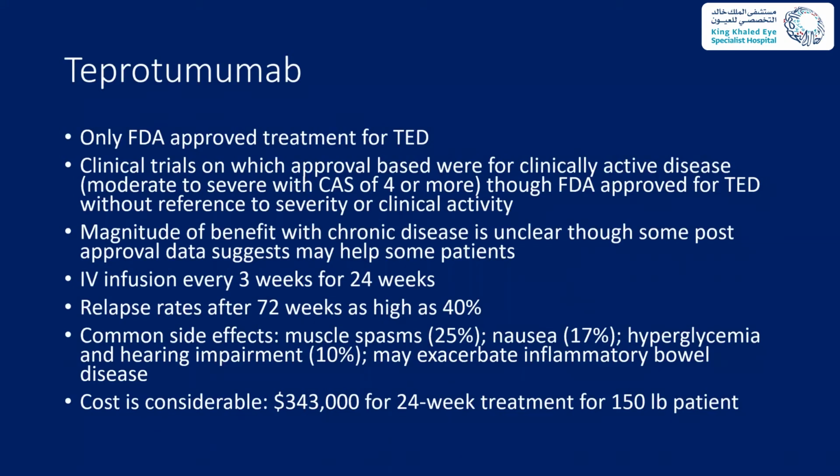The treatment is given with intravenous infusion every 3 weeks for 24 weeks. But relapse rates after 72 weeks have been reported as high as 40%. Common side effects include muscle spasm, nausea, hyperglycemia, and hearing impairment, and it may exacerbate inflammatory bowel disease. The big disadvantage is a considerable cost: $343,000 for a 24-week treatment for a 150-pound patient, and the cost may go up from there since the dosing is based on weight.